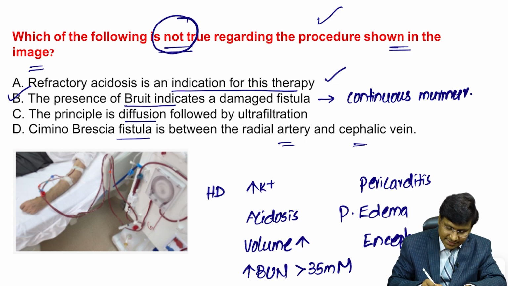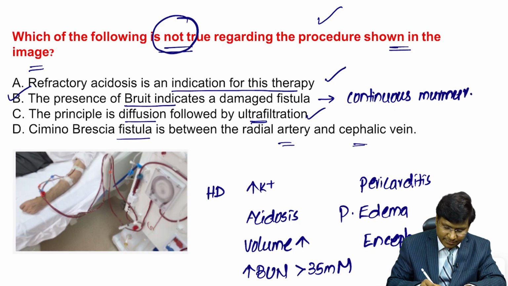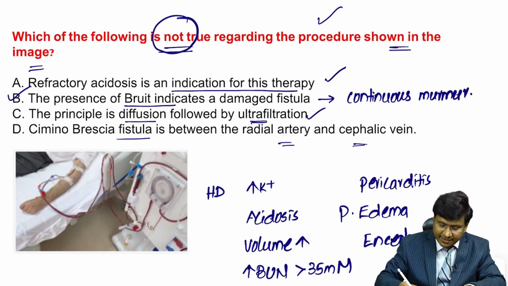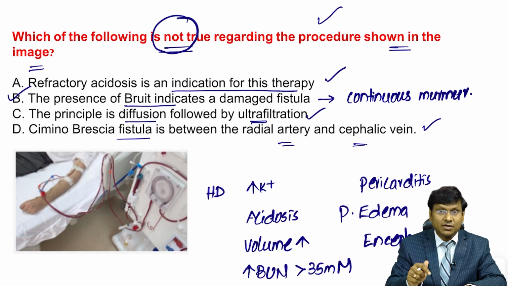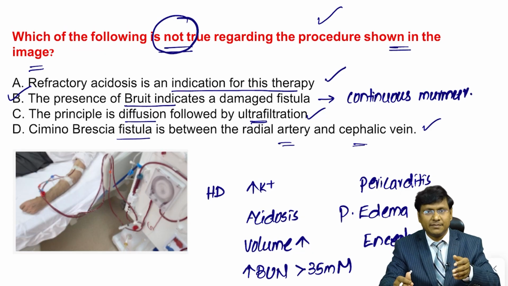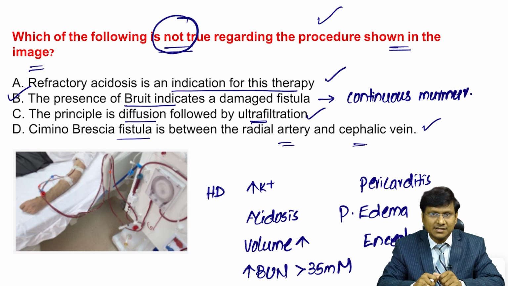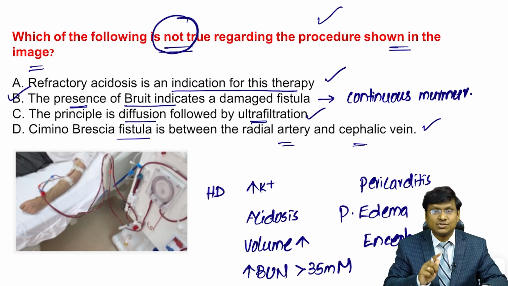Okay. Next, the principle is diffusion followed by ultrafiltration. That is a correct statement. All right. Then the Brescia fistula is between the radial artery as well as the cephalic vein. That is also a true statement. And why is this fistula created? The fistula is created because there will be reduced incidence of thrombophlebitis. That is the reason why the fistula is created between the radial artery as well as the cephalic vein. Okay, so the one which is not the true statement is B.